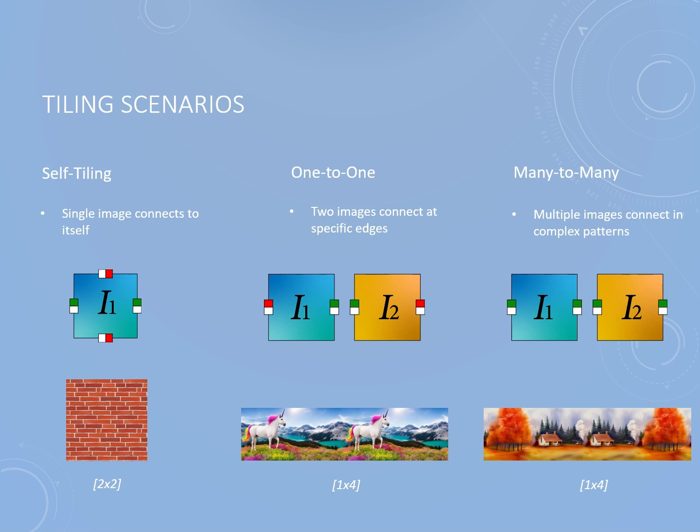We identify three main tiling scenarios. Self-tiling, where a single image connects to itself. One-to-one tiling, where two images connect at specific edges. And many-to-many tiling, where multiple images connect in complex patterns. This last scenario is particularly challenging and hasn't been well addressed by existing methods.